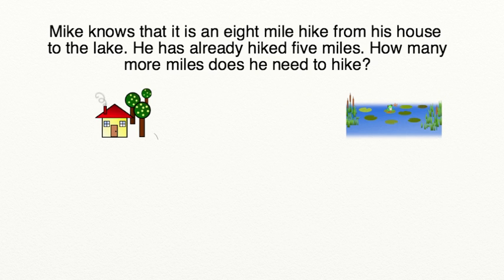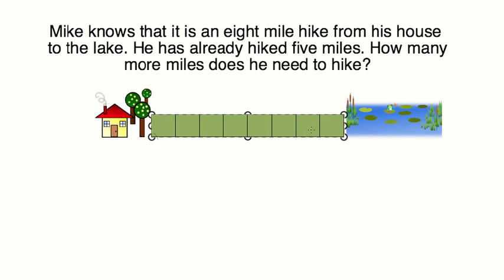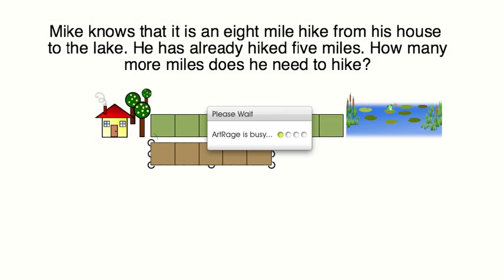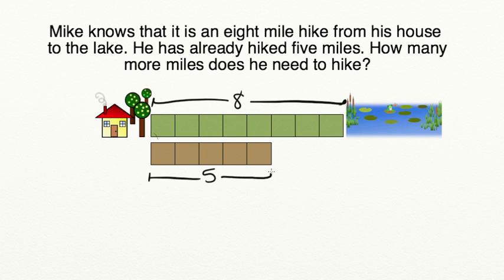So the first bar that I'm going to bring down represents 8 miles, and that's the complete distance from his house to the lake. The second bar I'm going to bring down represents the 5 miles that he has already hiked. Now we're using these to help us see how far he still has to go. So as you can see, our top bar has an equal amount of 8 miles, and our bottom bar represents the 5 miles that he's already hiked. So we're searching for this middle amount, and that's going to be our variable.